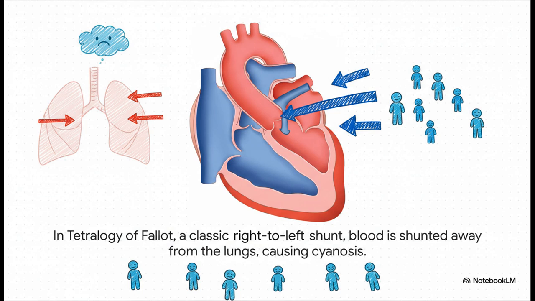All right, now for a classic right-to-left shunt. This one's called tetralogy of Fallot. It's a bit more complex. What's happening here is a whole combination of problems forces that blue, oxygen-poor blood to skip the lungs and go right out to the body. And that is what leads to cyanosis.